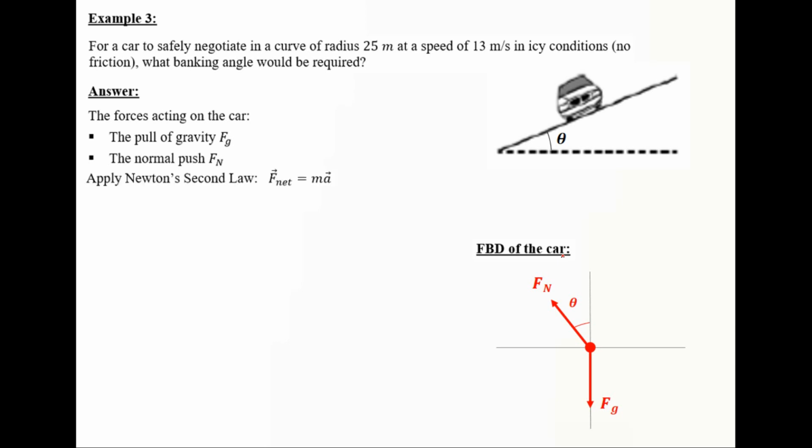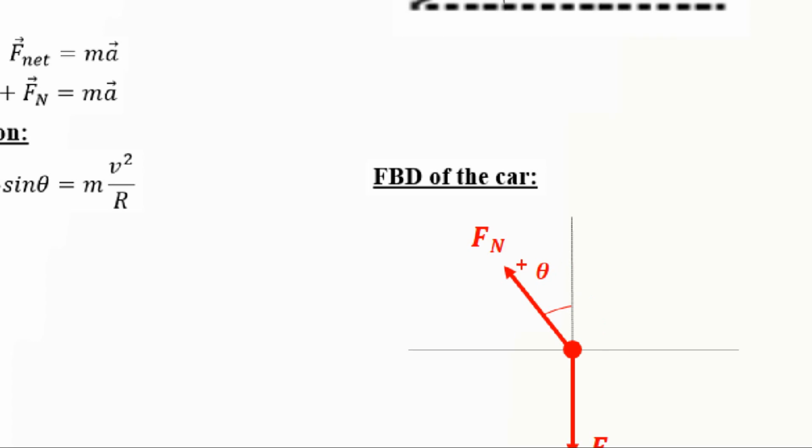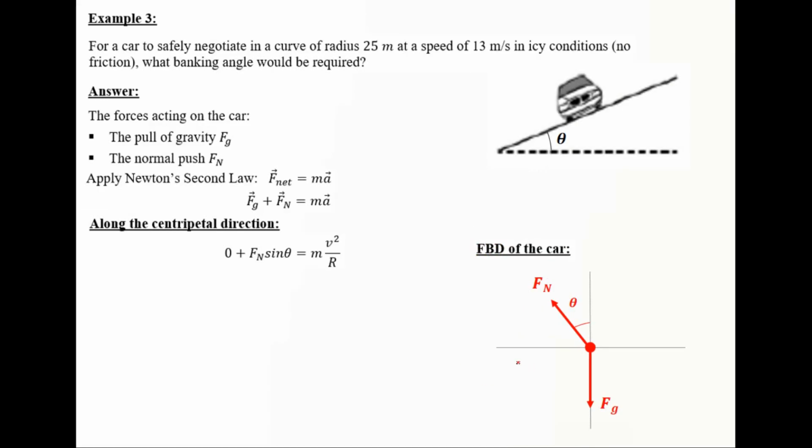Now we're ready to apply Newton's second law. That would be the pull of gravity plus the normal push is ma. Along the centripetal direction, the pull of gravity is 0, and the normal push component would be Fn sine theta, which equals mv square over r. We're interested in finding the angle theta, and because the normal push is an unknown, we need to get rid of it. This is our first equation.